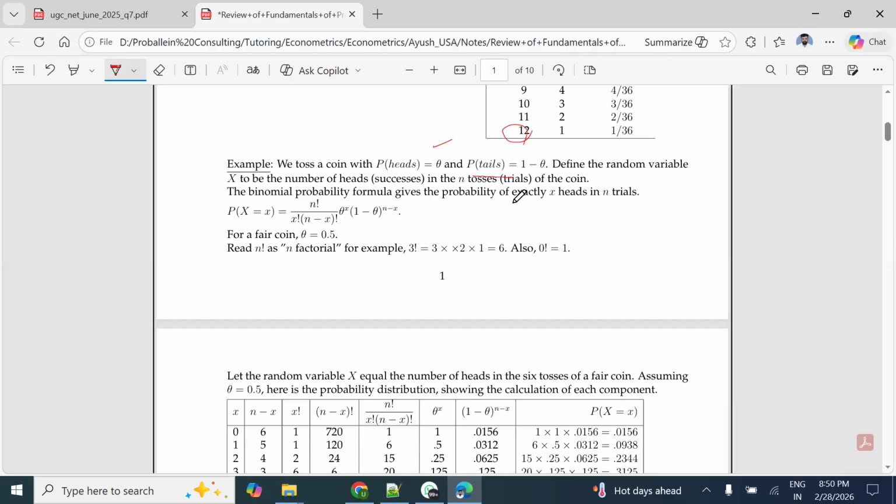So how will we write it? We will write it like this: probability of X equal to small x is equal to n factorial upon x factorial into n minus x factorial, into theta to the power x, into 1 minus theta to the power n minus x. Clear, Ajay? Yes, sir.